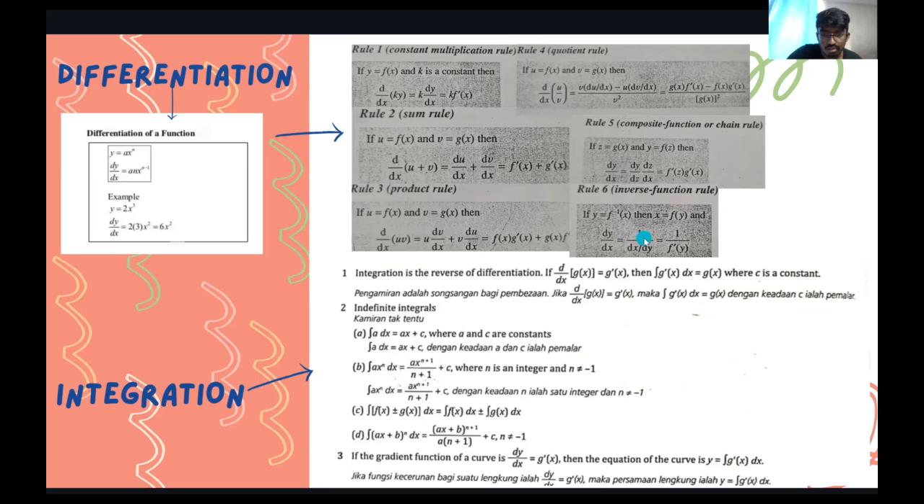Integration is the reverse of differentiation. If the gradient of a function curve is dy/dx, equals g(x), therefore y equals the integration of g(x).